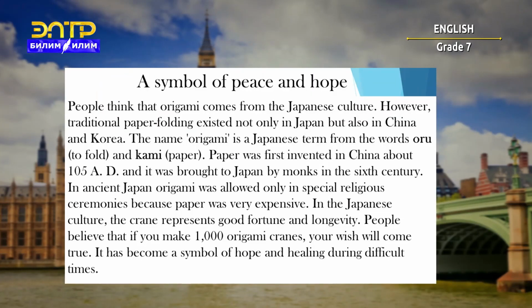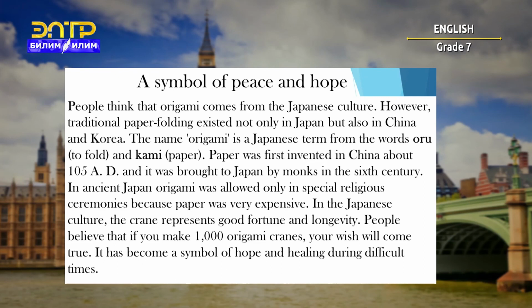Now children, let's talk a little about the paper crane as a symbol of peace and hope. People think that origami comes from the Japanese culture. However, traditional paper folding existed not only in Japan, but also in China and Korea. The name origami is a Japanese term from the words oru, that means to fold, and kami, that means paper.